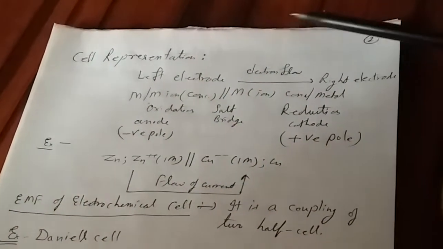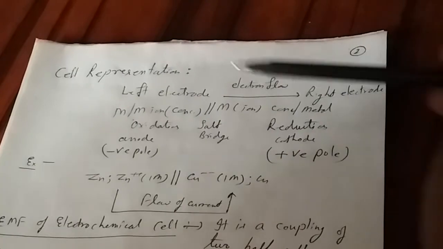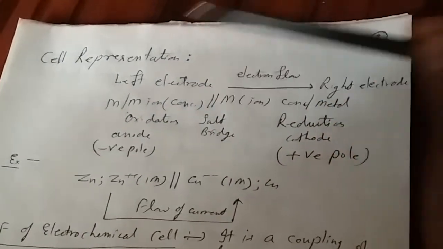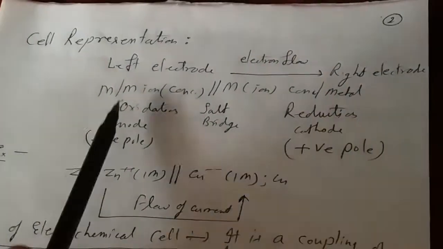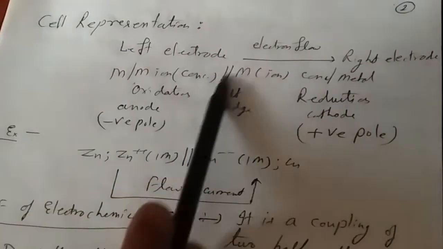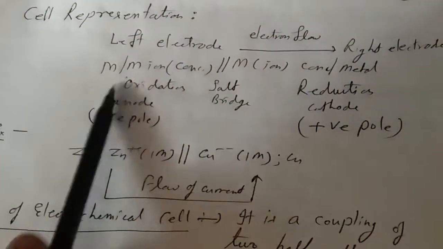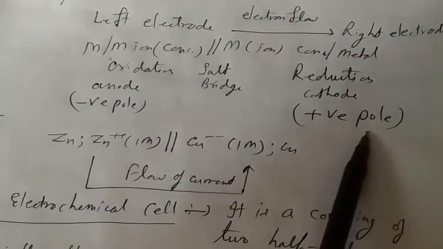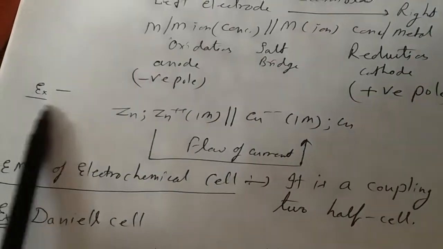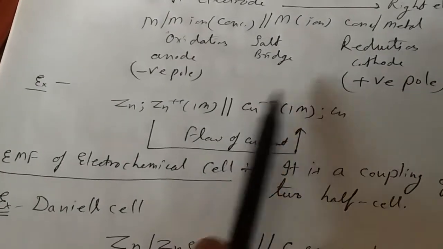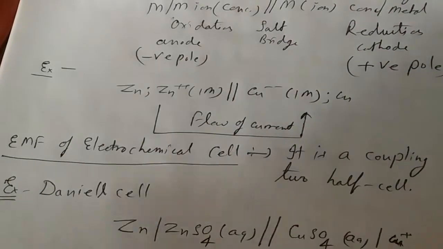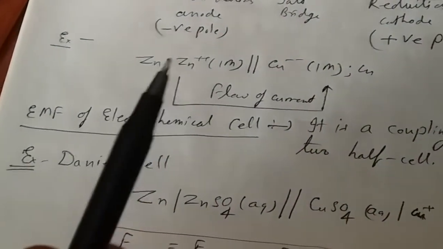Now, for the cell representation, we can simply observe that the left electrode converts into the right electrode through electron flow. Here: metal, M ion concentration, double line, M ion concentration, metal. So this is the oxidation part, this is the reduction part, and the double line indicates that this is a salt bridge. This oxidation part is the anodic part, that is the negative pole, and this reduction part, the cathode, is the positive pole. For example, zinc converted to zinc ion is connected with the salt bridge to copper ion and copper. So electrons flow from zinc to copper. This is the basic representation of the cell.